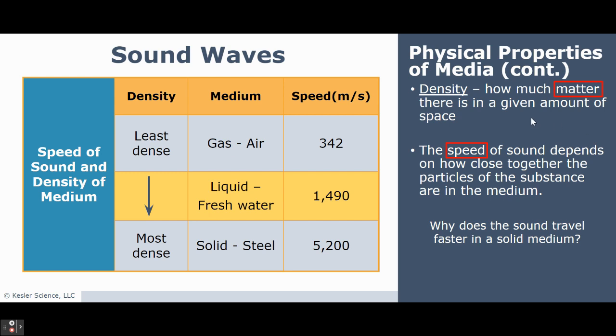Now, density. So how much matter there is in a given amount of space, that's what density is. The speed of sound depends on how close together the particles of the substance are in the medium. So solids are the most dense compared to liquids and gas. So their particles are closer together, so they're going to more easily bounce back and forth together, which allows sound to travel faster in a solid.